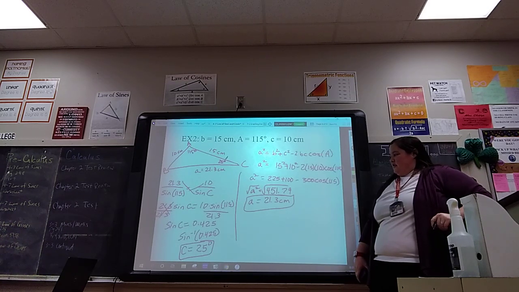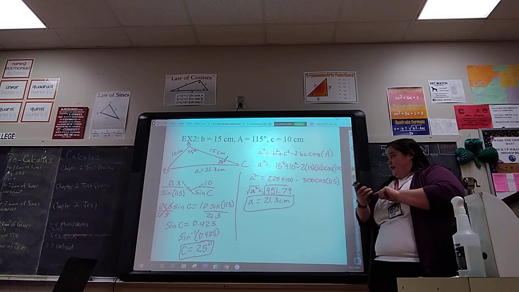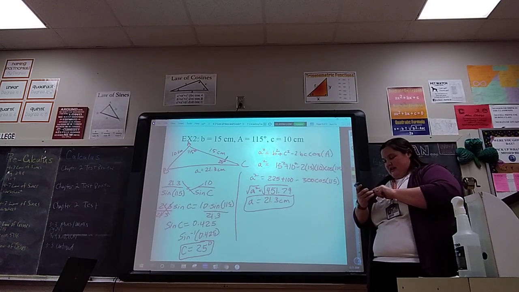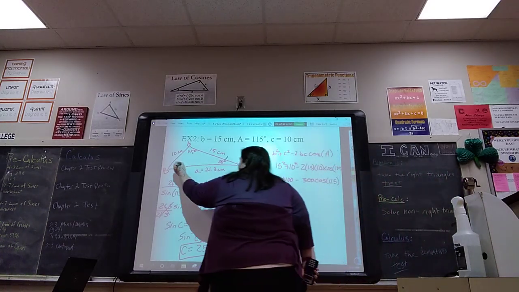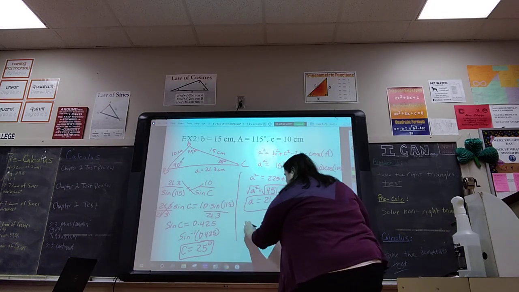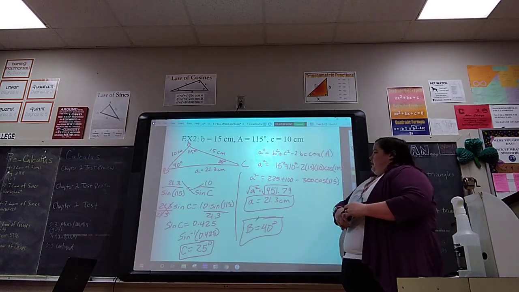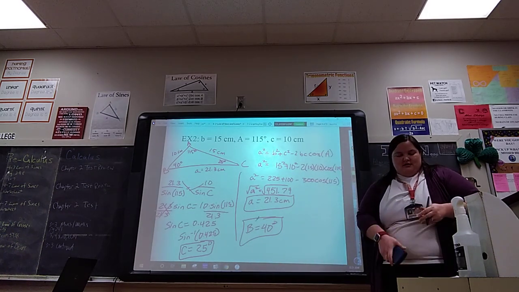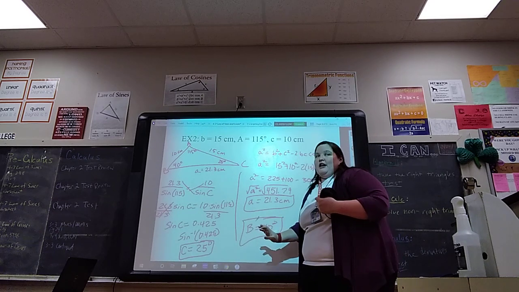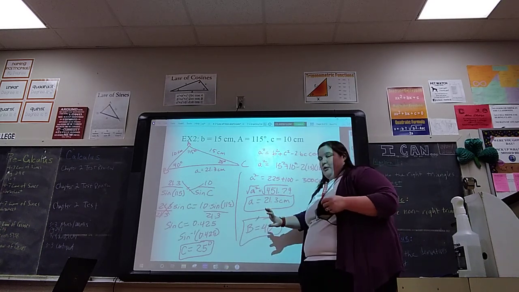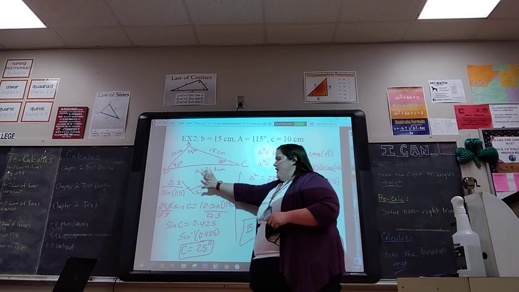Okay, now what's left to find? B. Yep. So we just need to do 180 minus 115 minus 25, and that's 40. So you only have to use the law of cosines once. You can use it multiple times if you really want to. But once you use law of cosines to get that matching pair, you can switch and use law of sines.